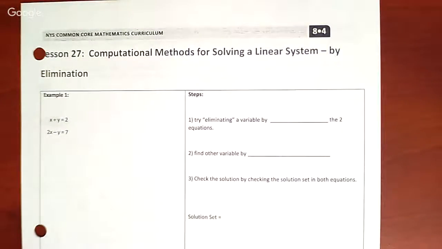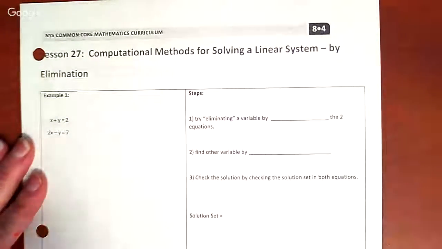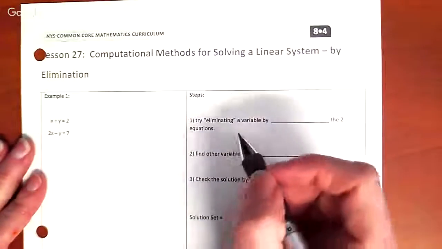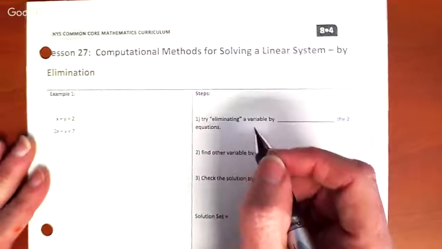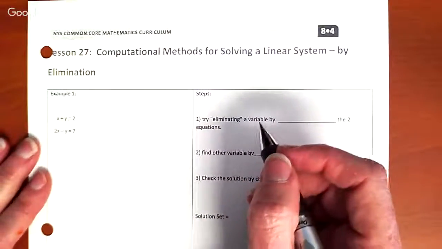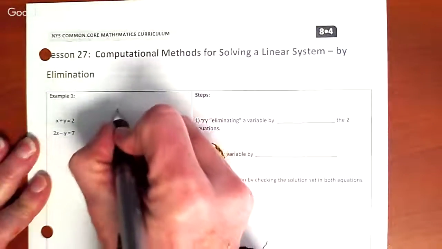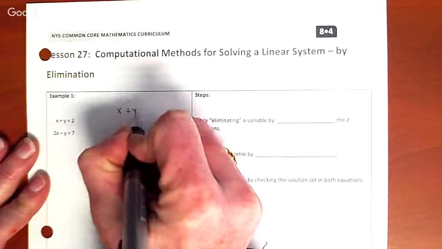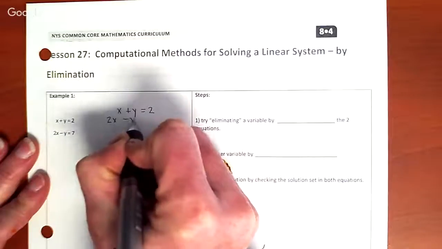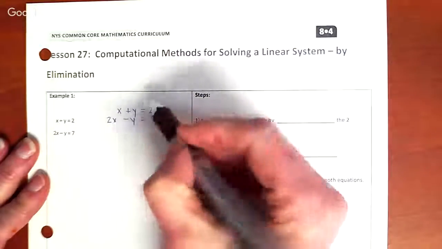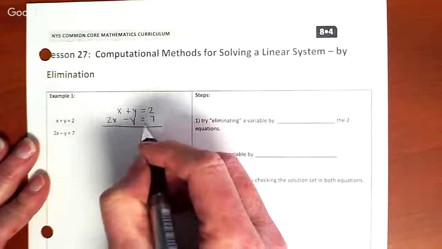Okay, this is lesson 27, solving our linear system by elimination. When we solve by elimination, we try to find a variable that we can eliminate. For example number 1, we have x plus y equals 2, and 2x minus y equals 7. Notice these are complete opposites, which means when I add them together, they will be eliminated.